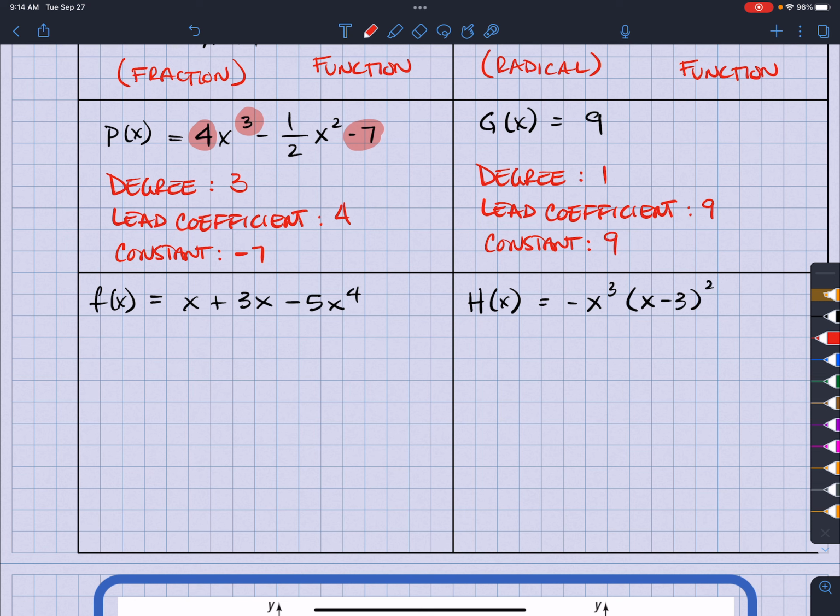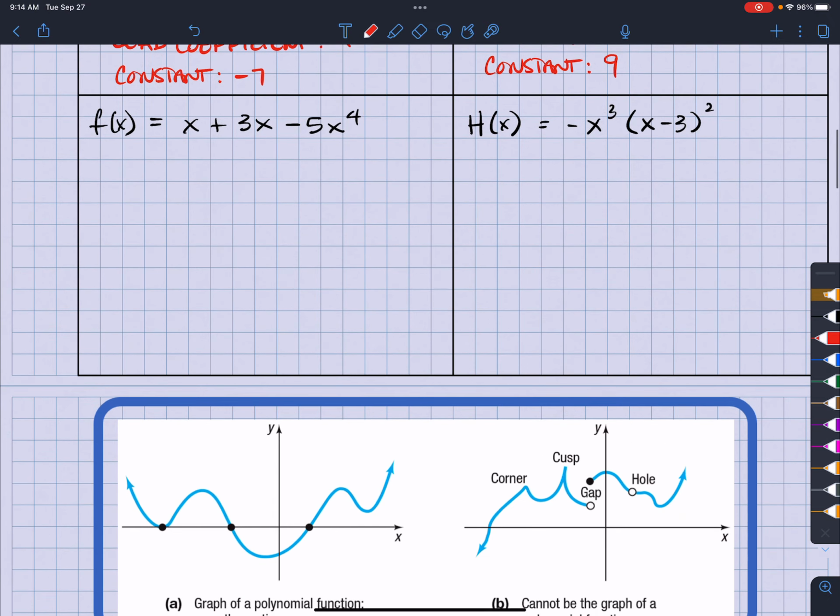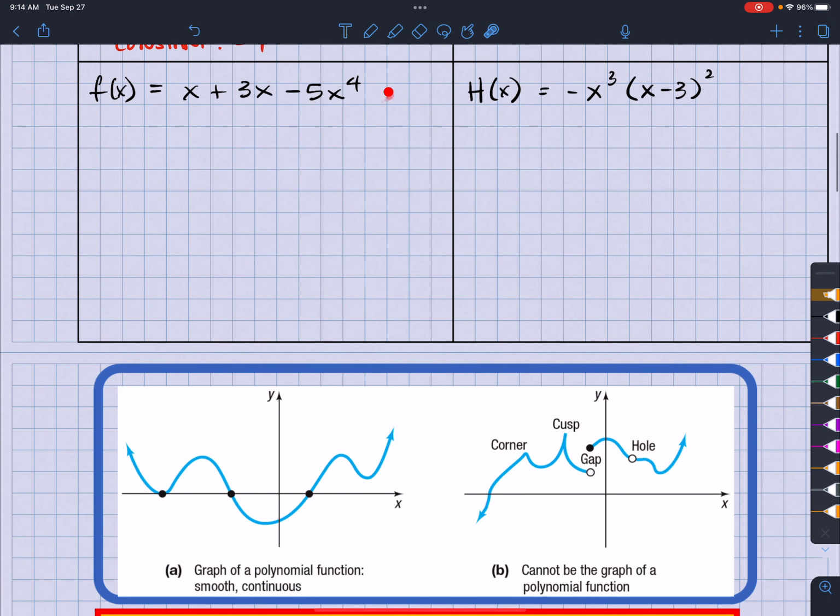All right, so let's take a look at the next one here. The next one is not in standard form, so we might want to go ahead and write this in standard form first.